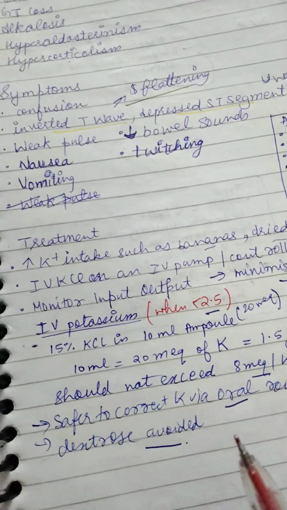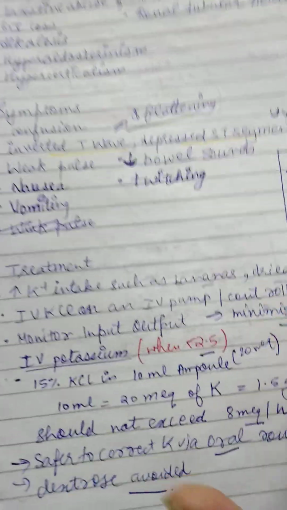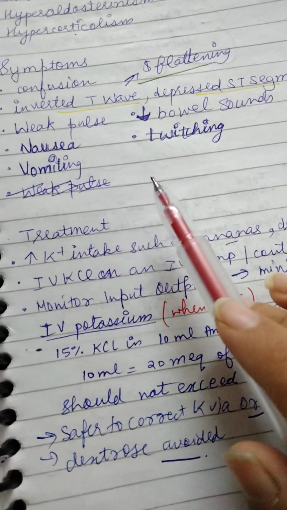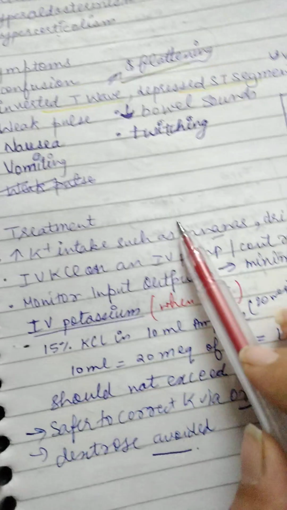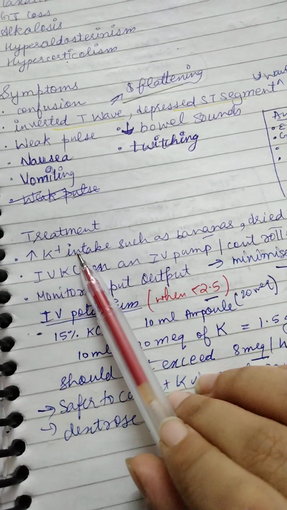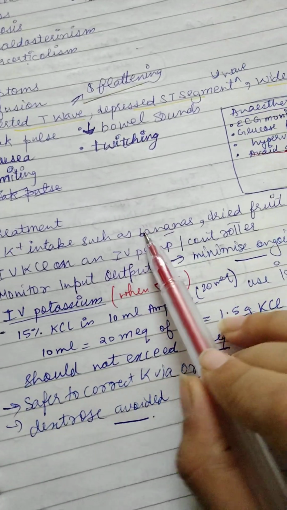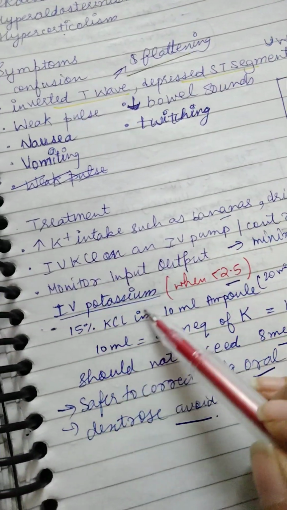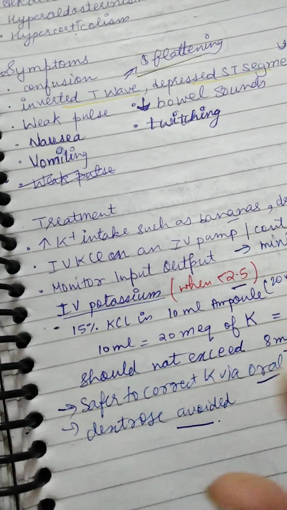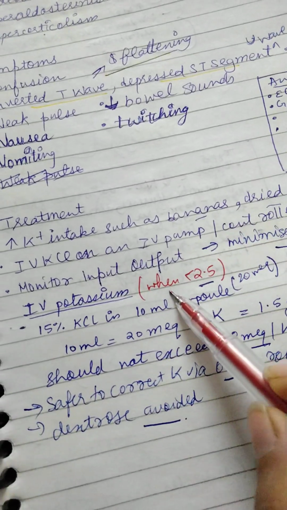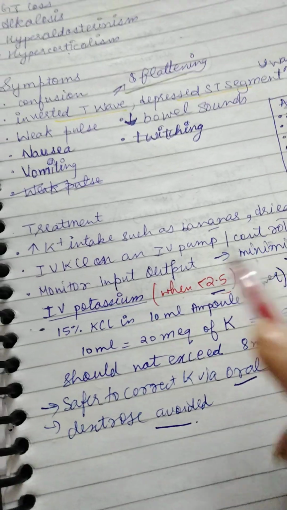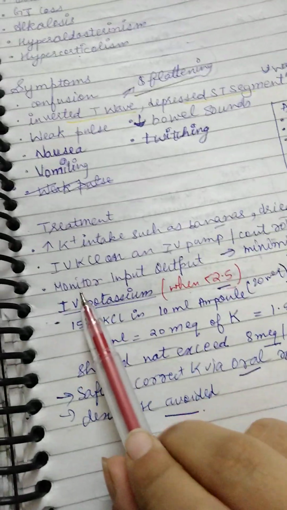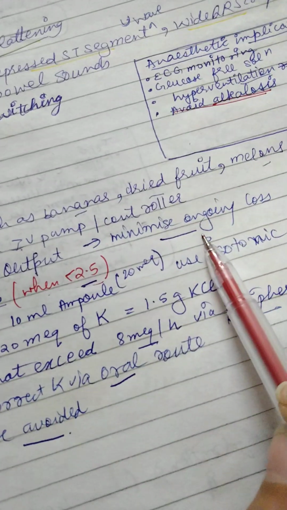Now treatment. In treatment, we have to remember one thing, that until and unless it's severe, we should correct it by oral route. So we have to increase the potassium intake with fruits such as bananas, dried fruits, and melons. And IV therapy should be done only when the potassium level falls below 2.5. IV KCl will be used on an IV pump or controller. Now we have to monitor the input output and minimize the ongoing losses.